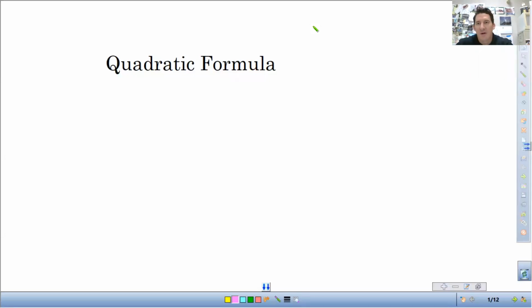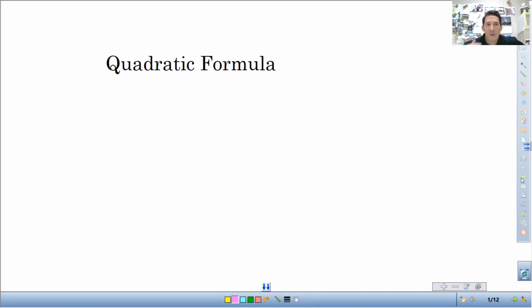All right, IM3 classes. Today we are continuing on with our lessons of how to solve quadratic equations. The two methods we've learned so far are factor and then solve, and complete the square and then solve using square roots. And today we're going to learn about the quadratic formula.